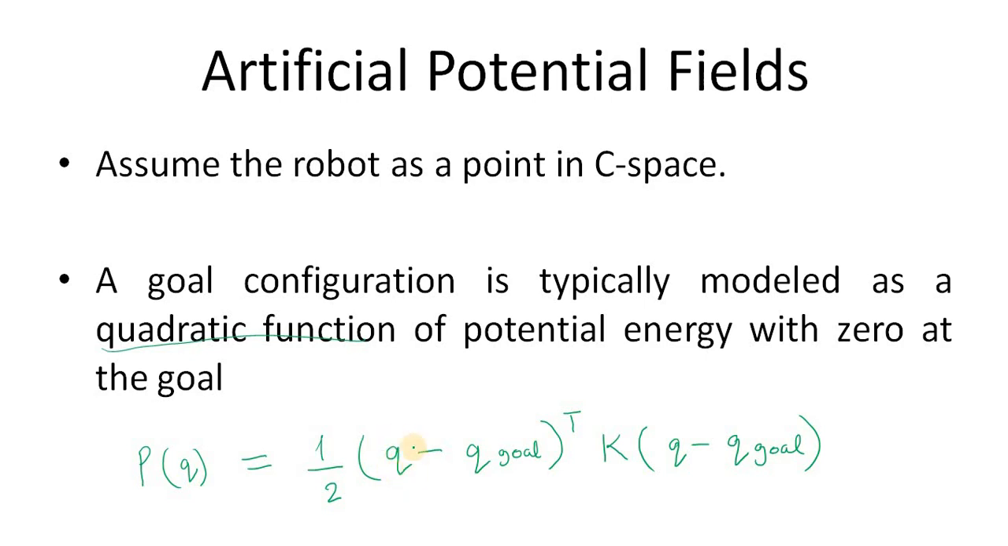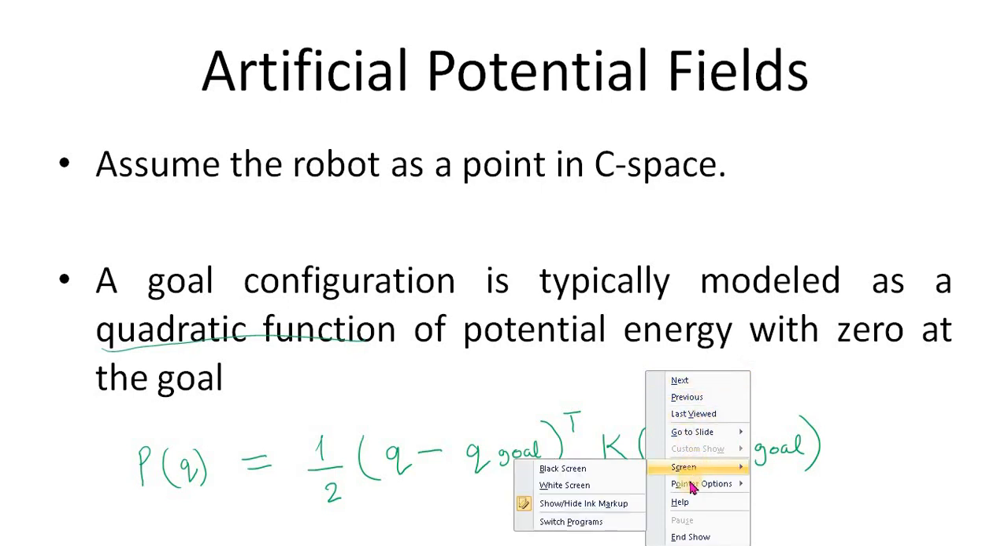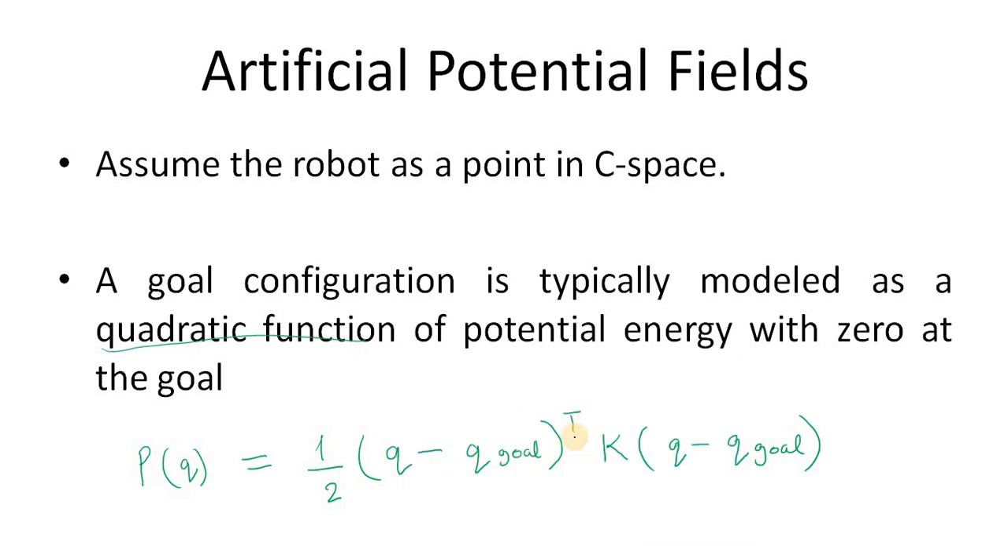Here q can be any position, and q goal is your goal location, where your goal is located. And this potential function will give 0 value at your goal. So it will look like this. If I draw this function, let me change the color, it will look something like this.